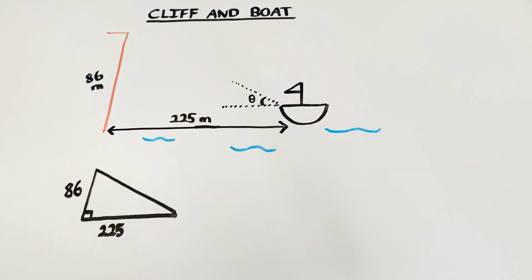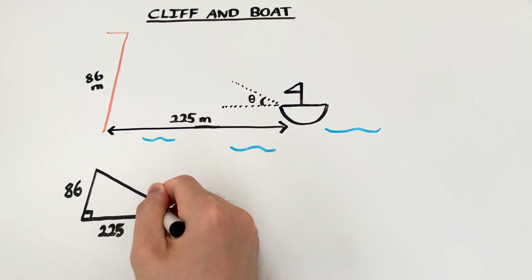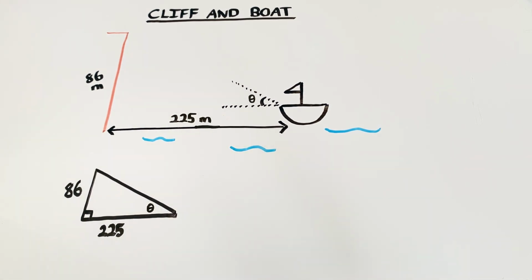So this is an example where the first answer has to be correct. Otherwise, the second answer will also be incorrect. So it's very important to get that first part correct. Don't mess that up. This angle is theta, and we're trying to find theta.